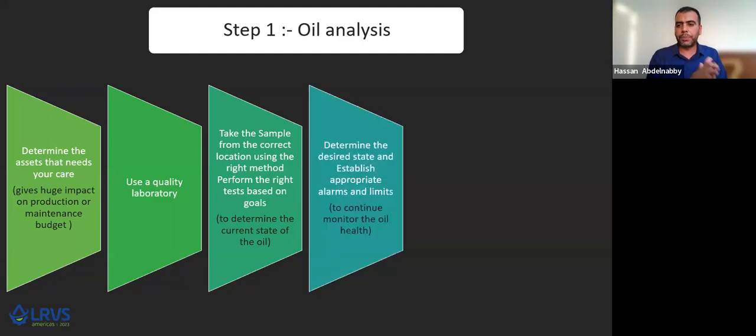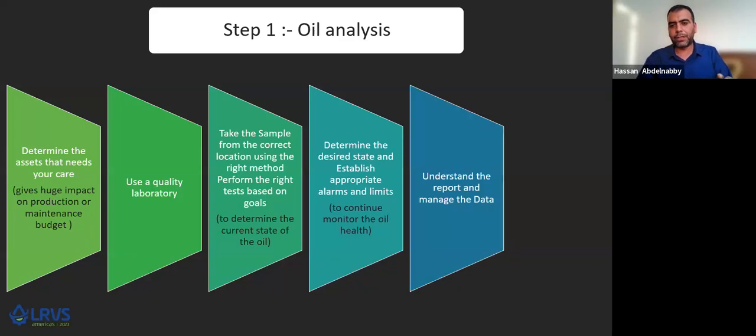After that, they can help you in establishing the desired state. So they can tell you that you need to increase the cleanness level with this, or you need to fight this kind of contaminants because they are affecting your oil. So they can even help you with determining the limits or the alarm limits in order to continue monitoring your oil health. But this is their side of the problem.